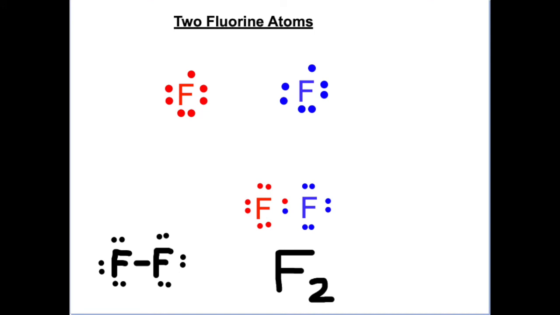You will often see a single bond between 2 atoms, that is 1 pair or 2 total shared electrons, written like this.